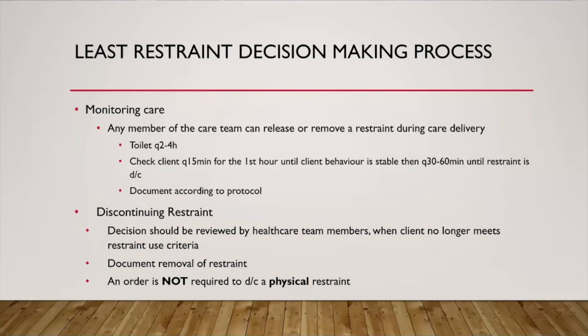Next is monitoring care. Any member of the care team can release or remove a restraint during care delivery. Toileting should be practiced every 2 to 4 hours depending on the resident. It is important to check clients every 15 minutes for the first hour until client behavior is stable, and then every 30 to 60 minutes until the restraint is discontinued or is no longer needed. And remember to document according to protocol.